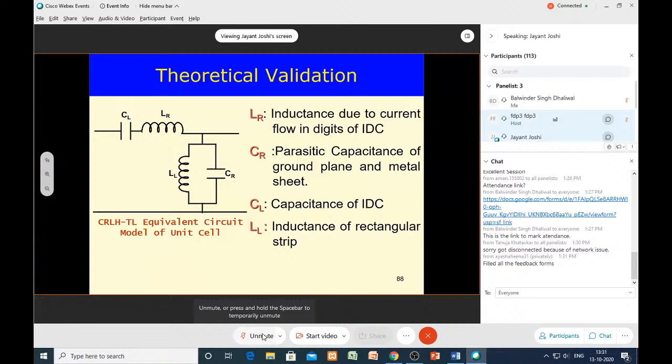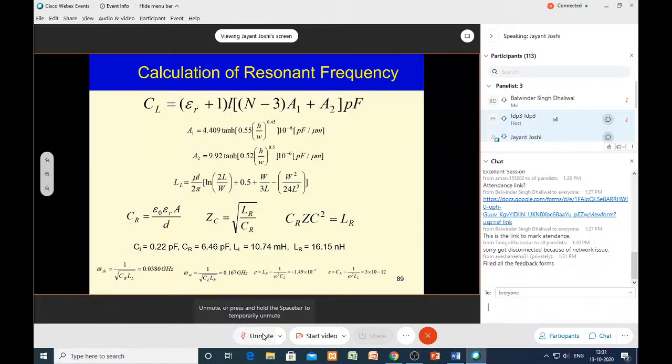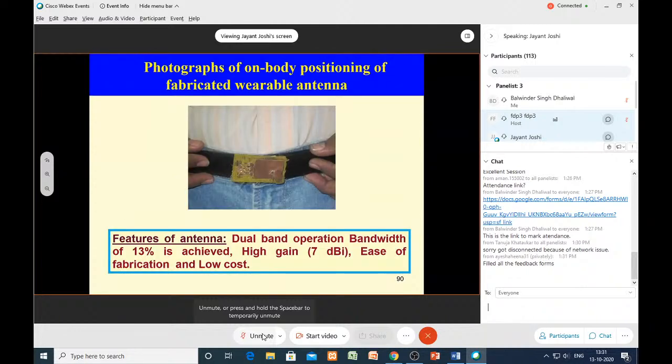So this is the theoretical validation of the antenna. This is how I calculated the resonant frequency by using different microstrip line circuits. The antenna's theoretical value, experimental value, and calculated value are in good agreement. So this is the proposed antenna as a buckle of the belt that we proposed at that time, in 2009 or so.